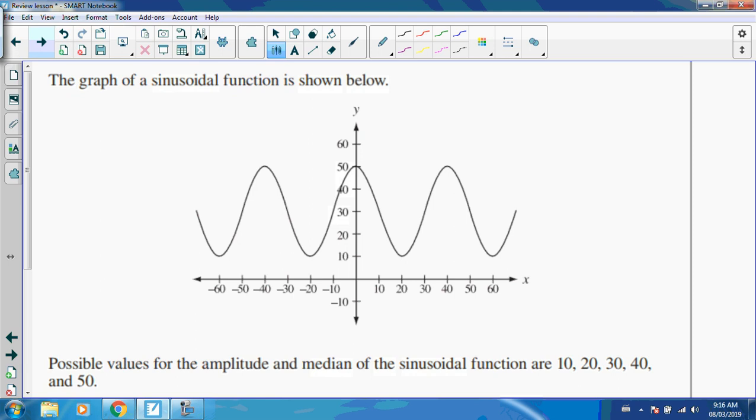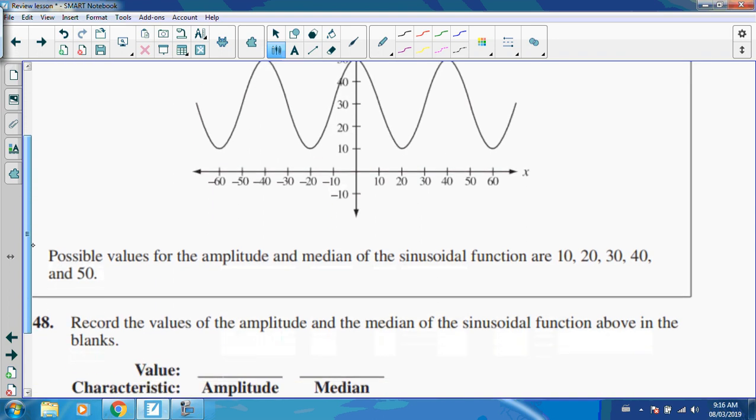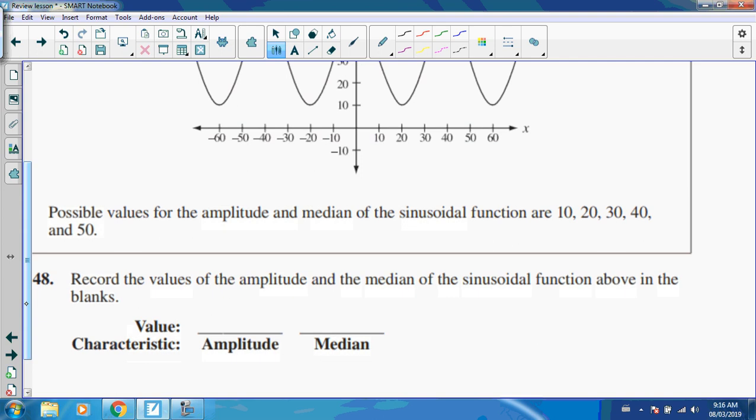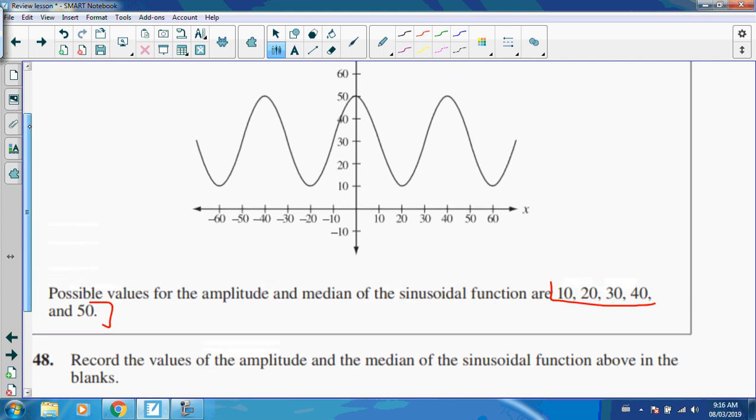Okay, I think this is the last question, and the graph of a sinusoidal function is shown below. There it is. And the numerical response says possible values for the amplitude and median of the sinusoidal function are 10, 20, 30, 40, and 50. Record the values of the amplitude and the median of the sinusoidal function above in the blanks. So you need to put a 2-digit number here, and your choices are these guys. So give that a shot.